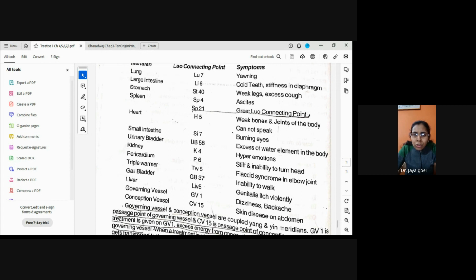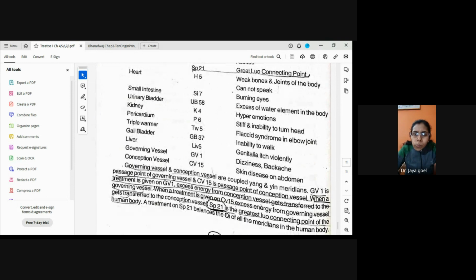K4 is the Luo connecting point of kidney. It is used to treat hyper emotion. Pericardium P6: stiffness and inability to turn the head, as turning is not easy for these patients. P6 is the best point to treat this stiffness. Triple warmer 5 treats flaccid syndrome in the elbow joint.